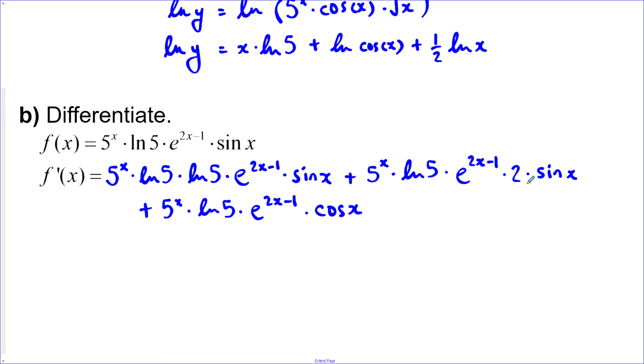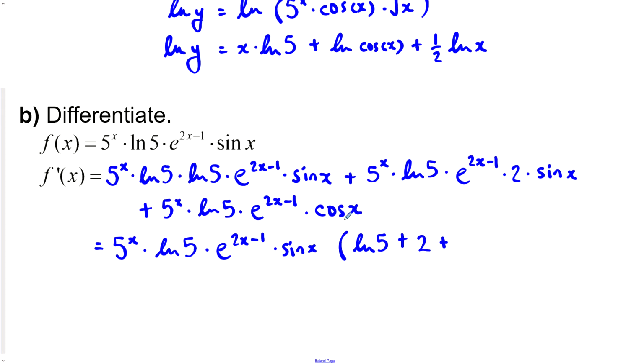And then we can probably factor something out to try to simplify this. So every term in here has a 5 to the power of x, so let's factor that out. 5 to the power of x times every term has a natural log 5, every term has an e to the power of 2x minus 1, and just to keep the pattern going, I'm going to factor out a sine x as well. And what's left after we factor out all of that from this first term is just the natural log of 5 plus this one here just has the 2 plus this one here is cos, and we would have to divide by sine, so that would be cotan x.